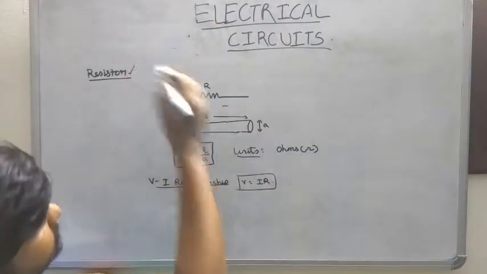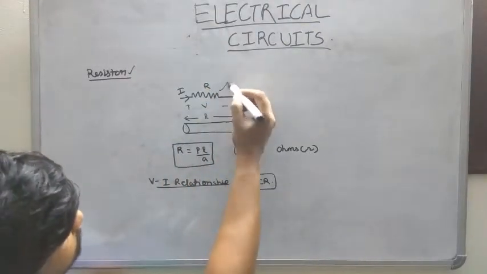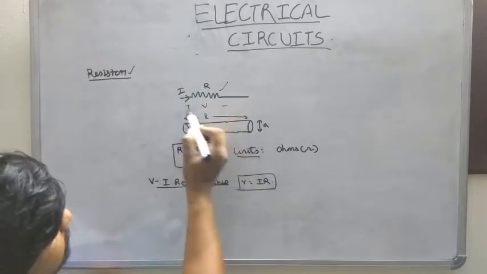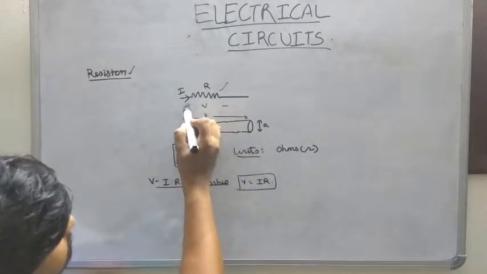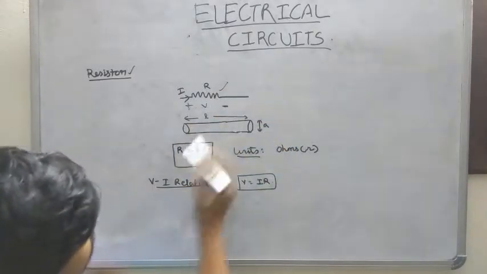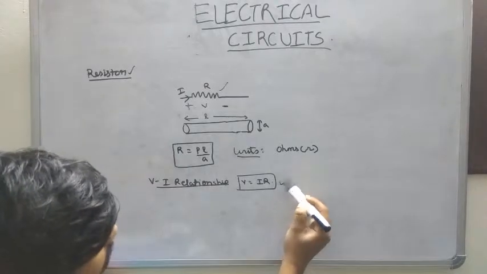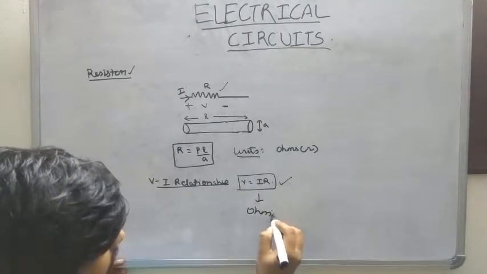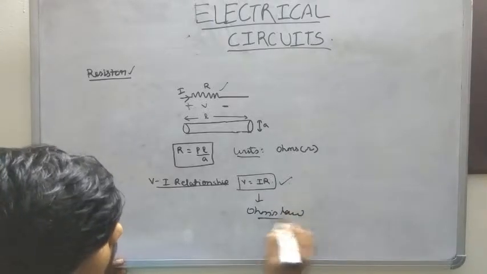So now we'll know about the resistor. This is how a resistor is actually drawn, and whenever a current I passes through the resistor, this is the voltage V across the resistor, and the V-I relationship in a resistor is given by V equal to IR. This will come under Ohm's law, and we'll study about Ohm's law later.